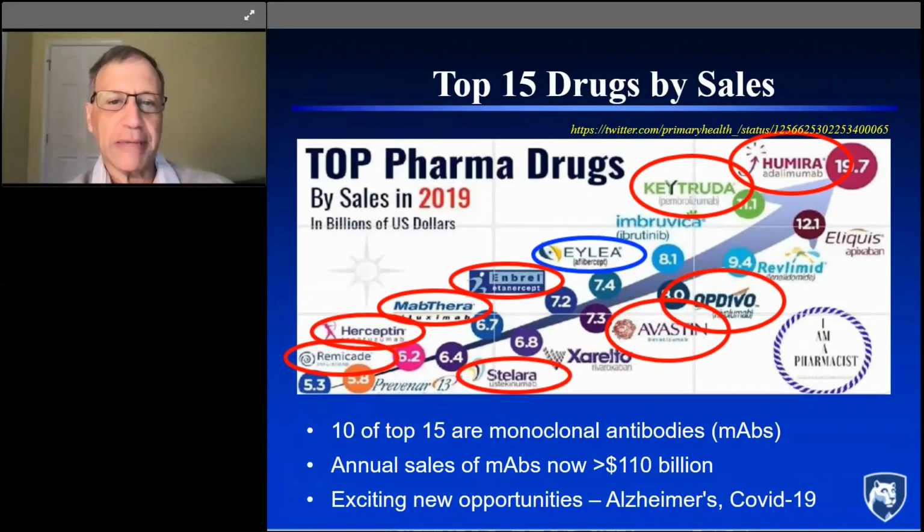If you look at the current portfolio of drugs provided by the biopharmaceutical industry, you see that the bestseller list is dominated by monoclonal antibody and monoclonal antibody related products like fusion proteins. Annual sales of monoclonal antibodies are now greater than $100 billion a year. And there are exciting new opportunities. Some of you may have studied the press reports on the release of monoclonal antibodies for the treatment of Alzheimer's, as well as COVID-19. These open up exciting new avenues for the development of biotherapeutics.